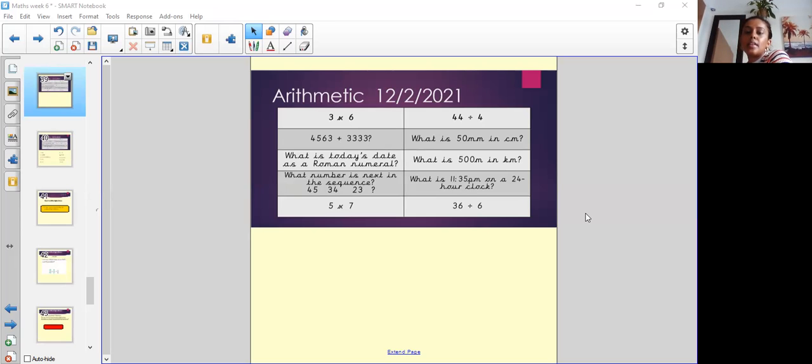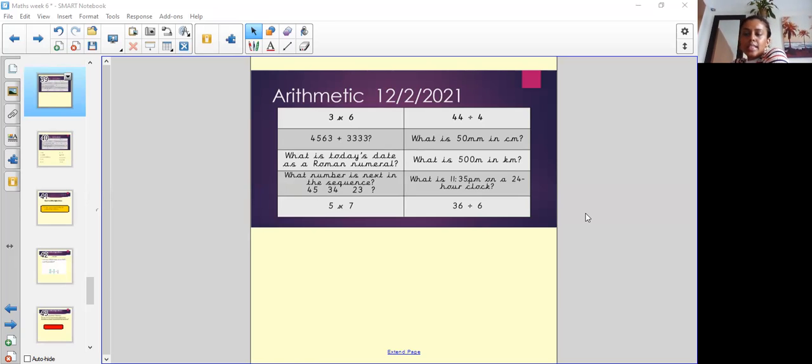So starting off in today's maths lesson, I would like you to carry out these arithmetic questions. Remember, like always, to pause the video and time yourself and see how long it takes you to complete these 10 questions. I'm going to start by reading out the questions to you.